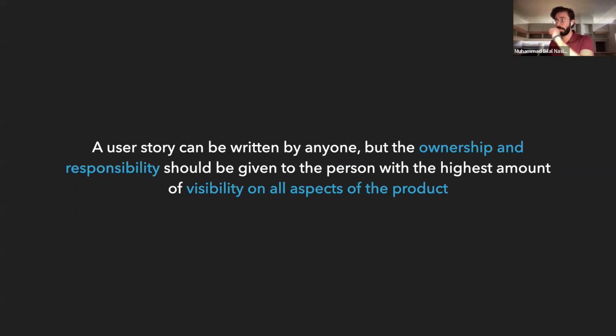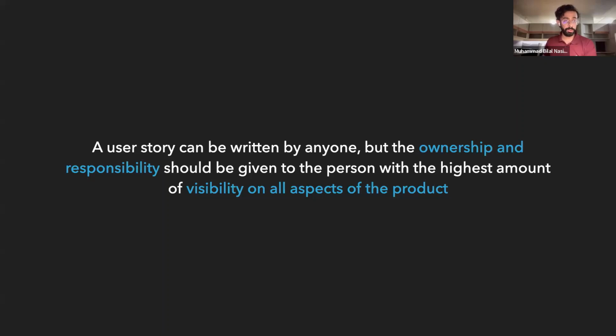Another misconception is that anyone can write a user story. I mean, yes, it can be written by anyone. कोई भी आके लिख सकता है user story, but ideally, what should happen is that the ownership and the responsibility should be given to the person with the highest amount of visibility in all aspects of the product. So usually, this is the product owner because they're part of the research, they're part of the design process, they're part of the development team, they're part of the management team. They have the highest amount of visibility.